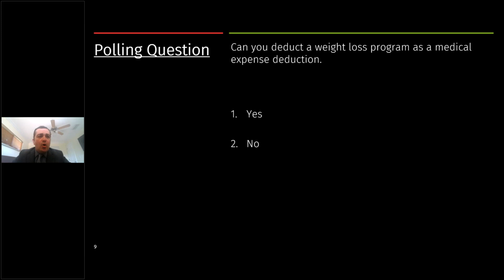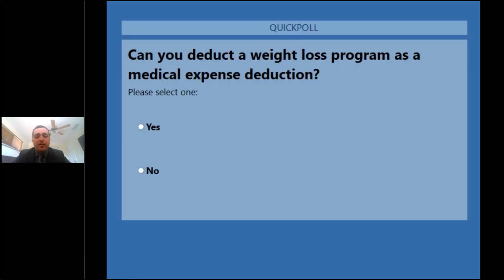And I want to go ahead and open this up to the second polling question. This is a polling question we did last time with the Schedule A deduction. So if you've seen this once before, you may remember the answer. But can you deduct a weight loss program as a medical expense deduction? Try to think back to some of the qualifications earlier and think, is this going to be something that's going to be allowed? So we'll give you all about 45 seconds to a minute here, then we'll go ahead and explain the answer.